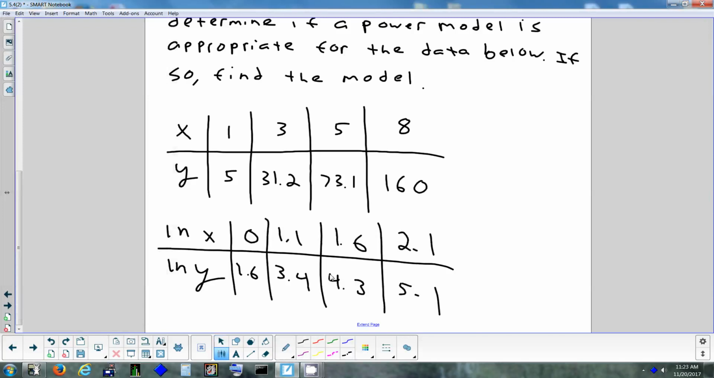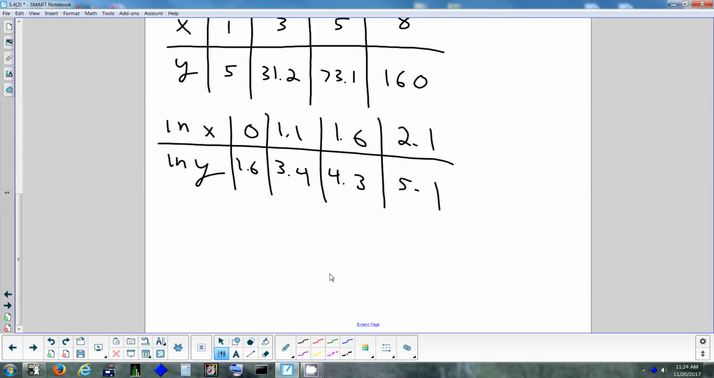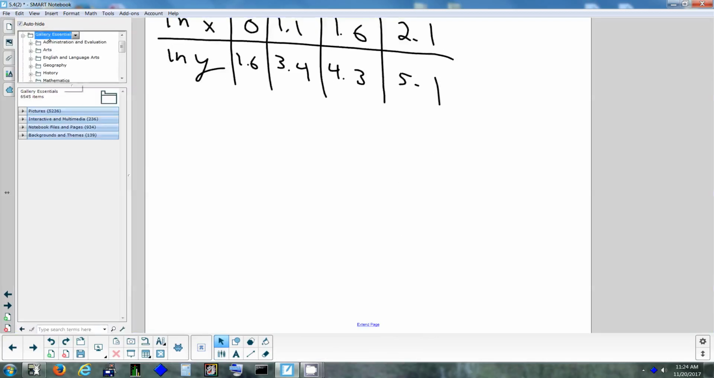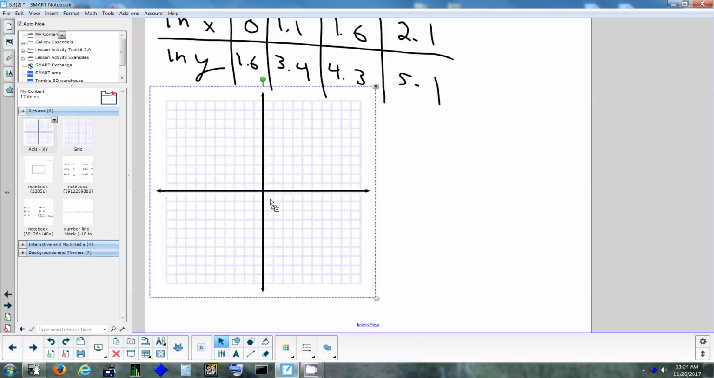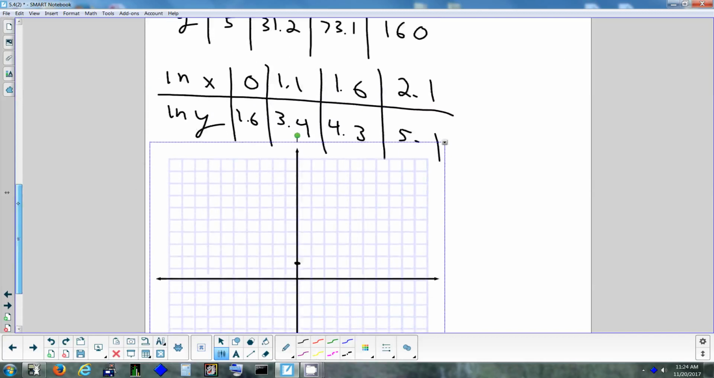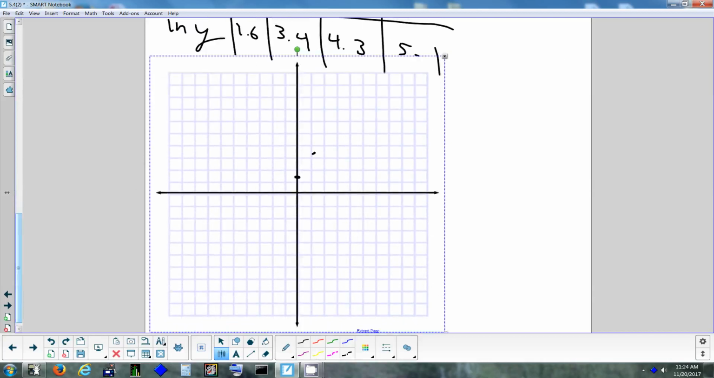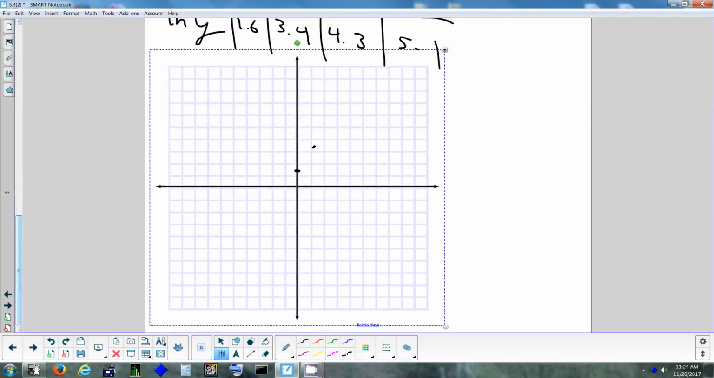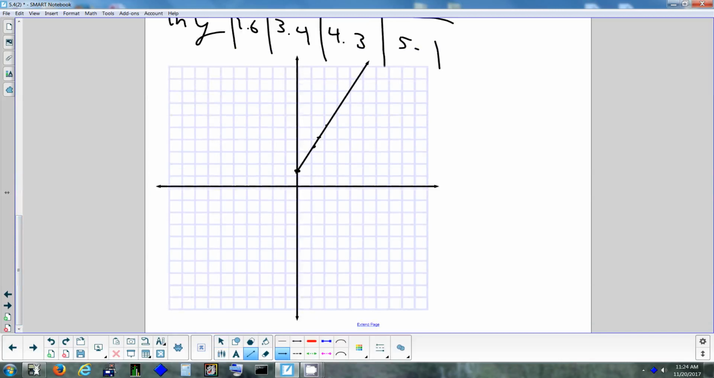And now, what am I going to check about this table? What am I checking to see? Yep. I'm checking to see that it's linear. Exactly. I'm going to check to see that this table is linear. So let me graph those points and see what we're looking at. Of course it's decimals, so do the best you can. 0, 1.6; 1.1, 3.4; 1.6, 4.3; and 2.1, 5.1. Maybe about right there. Let me draw a line and see, do those points look like they're pretty close to the line?